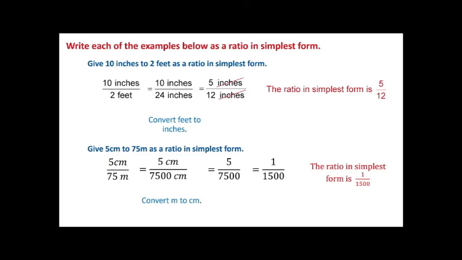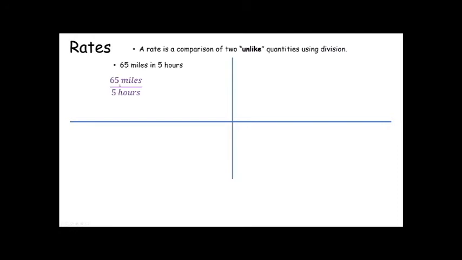Tell you what, I want to make sure we understand the difference between what we've been discussing, ratios, and something we refer to as rates, because they are very similar. A rate is a comparison between two unlike quantities using division. Unlike quantities. So an example of a rate might be something like, if I wanted to compare 65 miles to 5 hours. I want to examine how far something can travel in a certain amount of time. I would not write this as a ratio, I would write it as a rate. 65 miles in 5 hours.